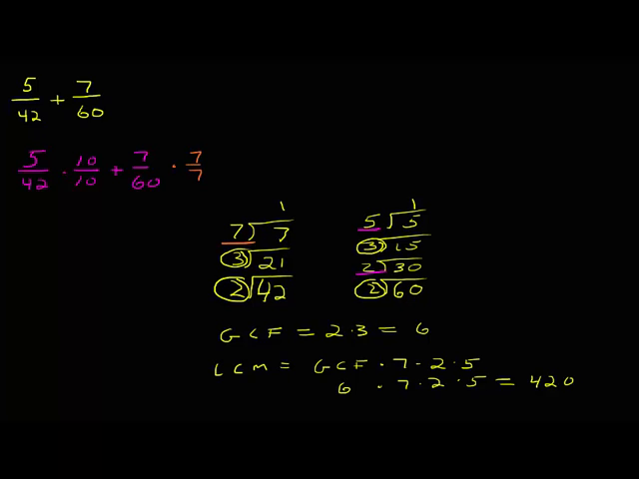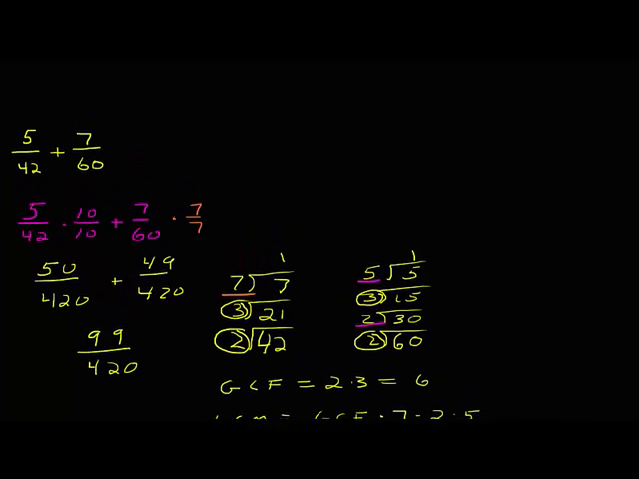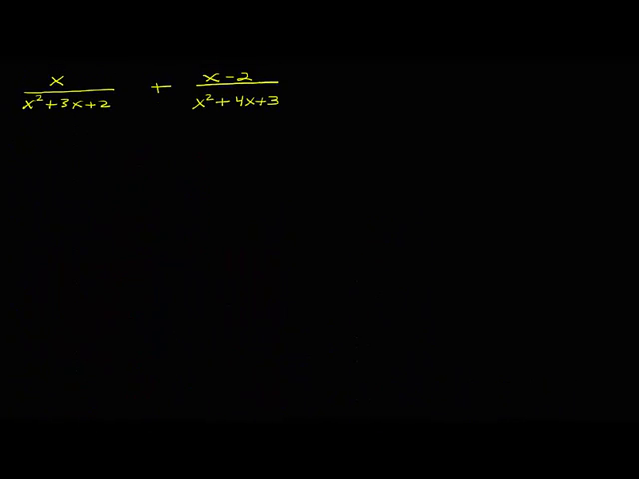When we do so, we end up with 50 over 420 plus 49 over 420, and we end up with 99 over 420. Now that's not in lowest terms. They have a 3 in common, but for now we'll just leave it like this, and we won't worry about writing the fraction in lowest terms. How does this help us with the original problem that we saw here?